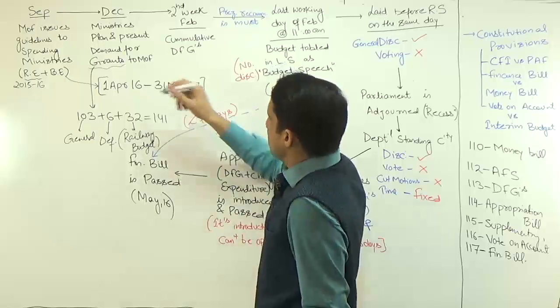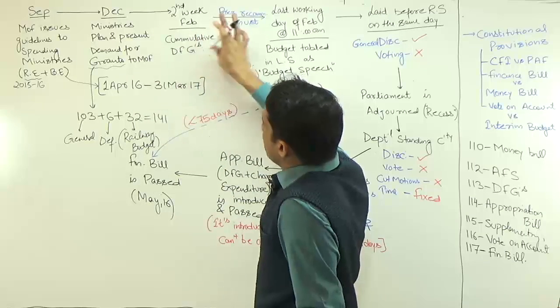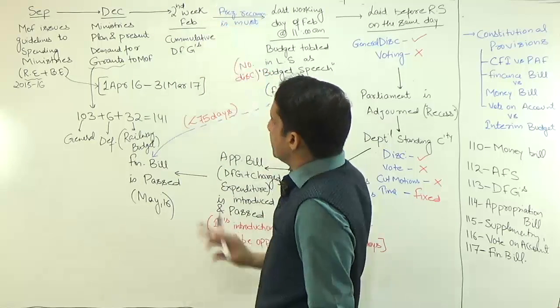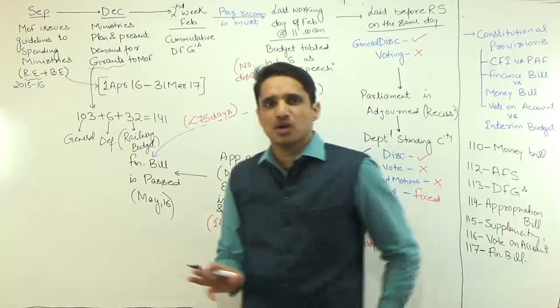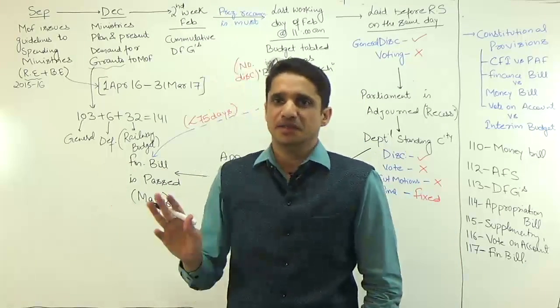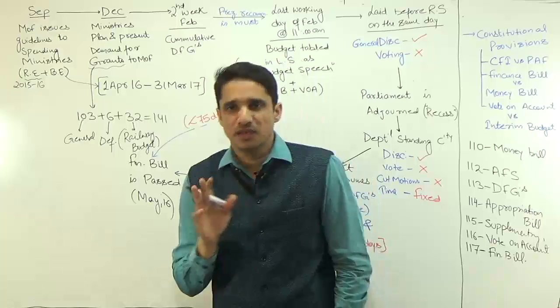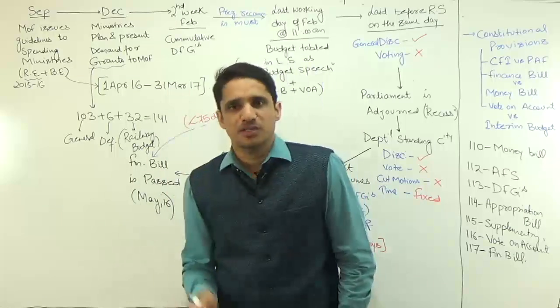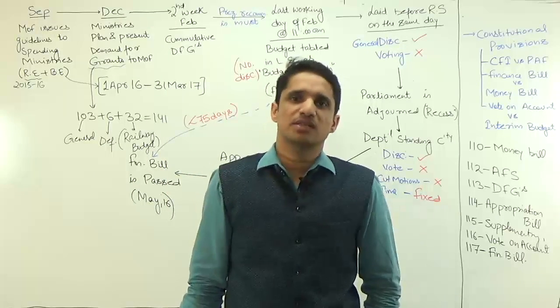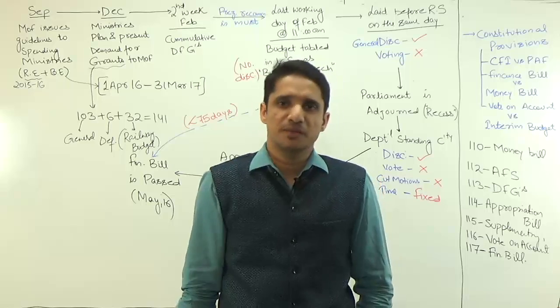So accordingly, they will accumulate the demands for grants, and by the second week of February, the budget process is done, or the budget making is done. The background of the budget making is done. The policies, which all policies will be there in the budget, are decided.